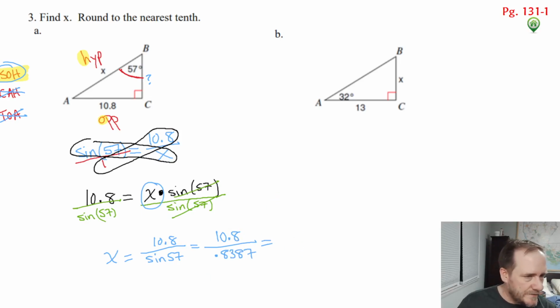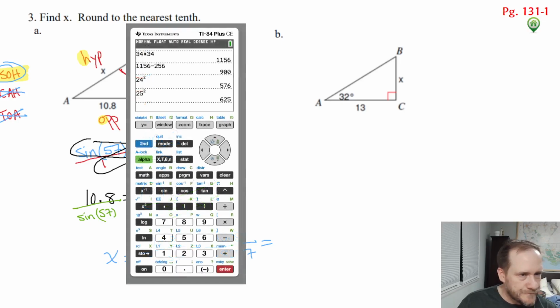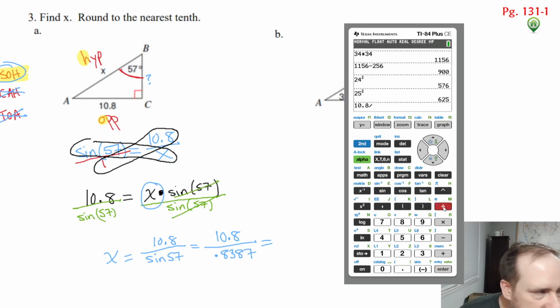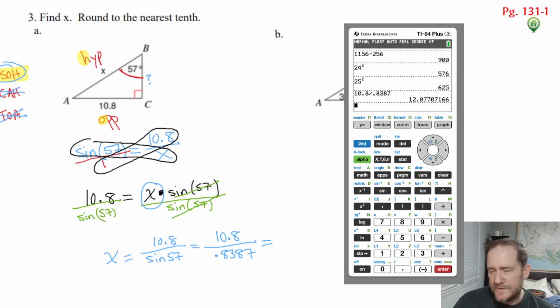I'll show you the calculator and we'll do it. So in our calculator, we decided we want to do 10.8 divided by whatever. Give me a second. We're doing 10.8 divided by, I cannot read that. Hold on. 0.8387. So we're going to divide by 0.8387. And I get 12.877 as my answer.